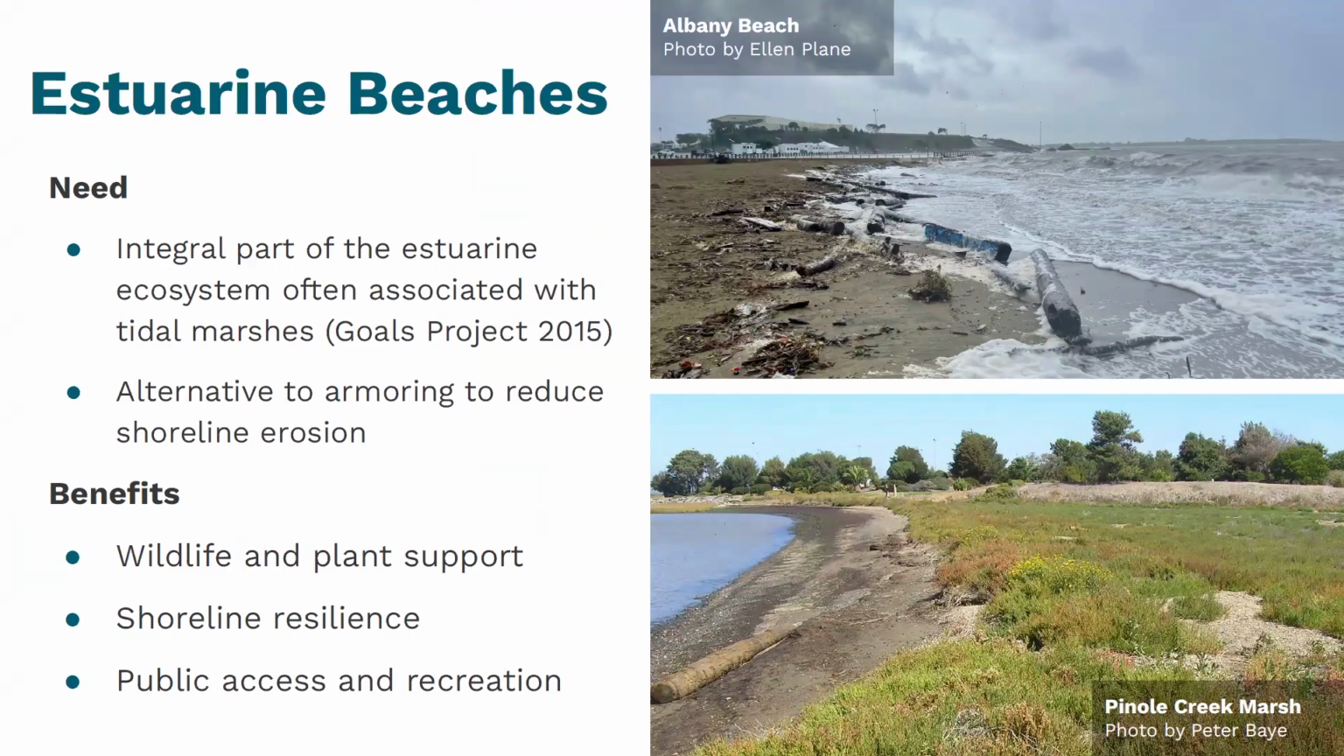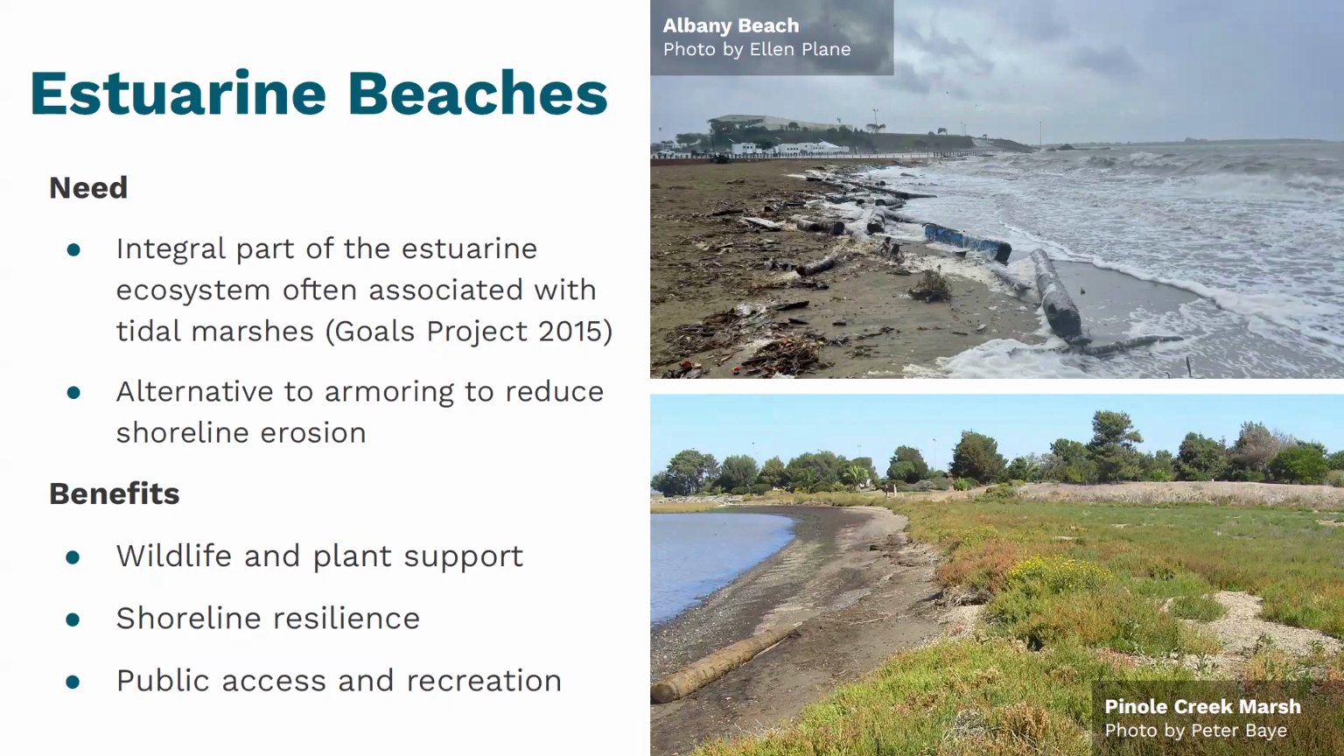So I'll start with the need and the benefits of estuarine beaches. So we know that beaches are an integral part of the estuarine ecosystem. When we talk about the complete marsh system, from out in the bay up to the uplands, the beaches are a part of that. And we know historically the extent of beaches was much greater, and there were a lot of systems where beaches integrated with marshes as part of a combined system. There are still many of those in the bay today. But as we know from the Baylands Goals project, there's a target to increase the extent of beaches for habitat purposes. Another big need is due to sea level rise and increasing coastal erosion.